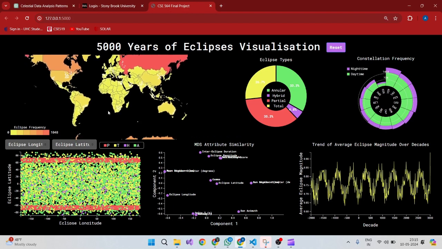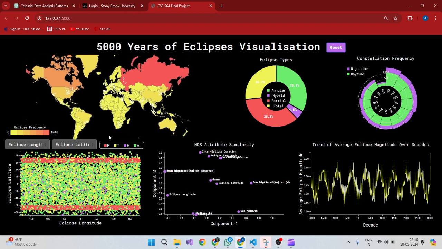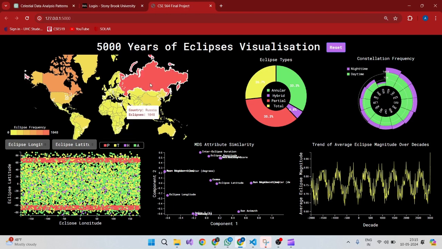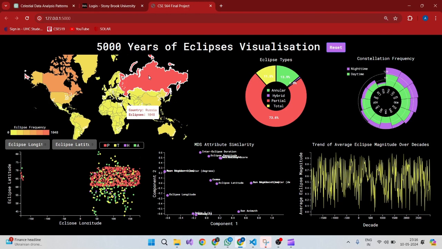First, let's look at the geospatial analysis. On the top left here, we have a choropleth map. This map shows the frequency of eclipse in each country. The higher the number of eclipses that the country has witnessed, the warmer the color is. For example, here, if I hover on Russia, I can see that it has the highest number of eclipses, that is 1048.